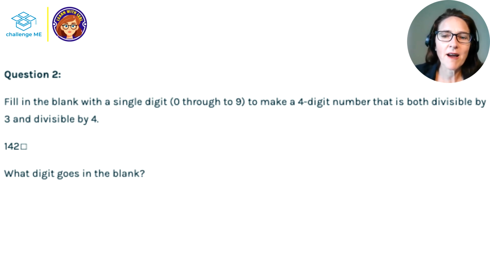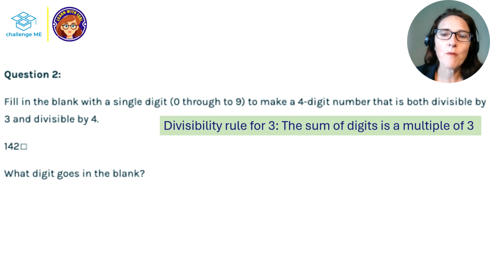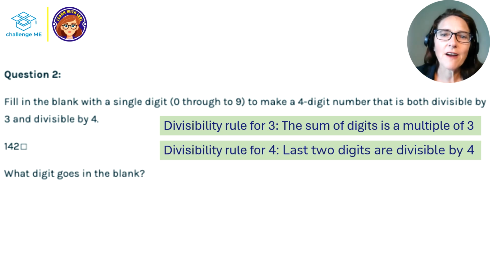So just a reminder, a number is divisible by 3 if the sum of its digits is a multiple of 3. And when you're checking if something divides by 4, you only have to look at the last 2 digits. Because 100 divides by 4, your hundreds and thousands are no problem. You just need to look at the 20-something in this case.